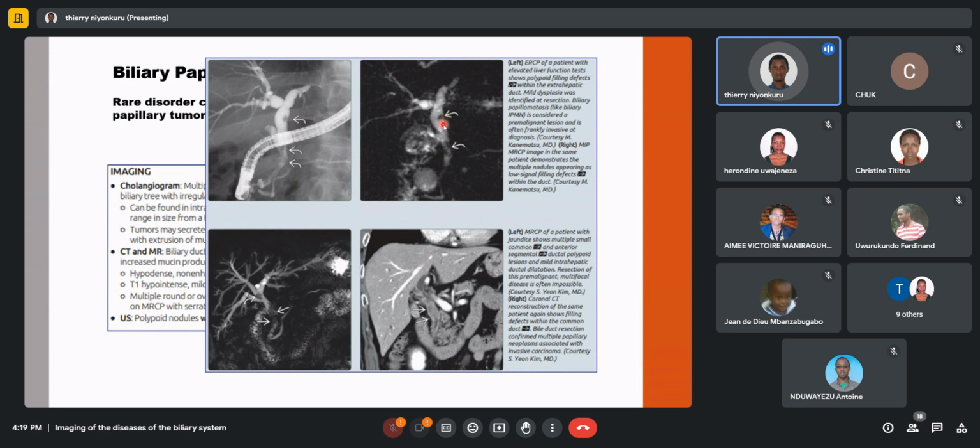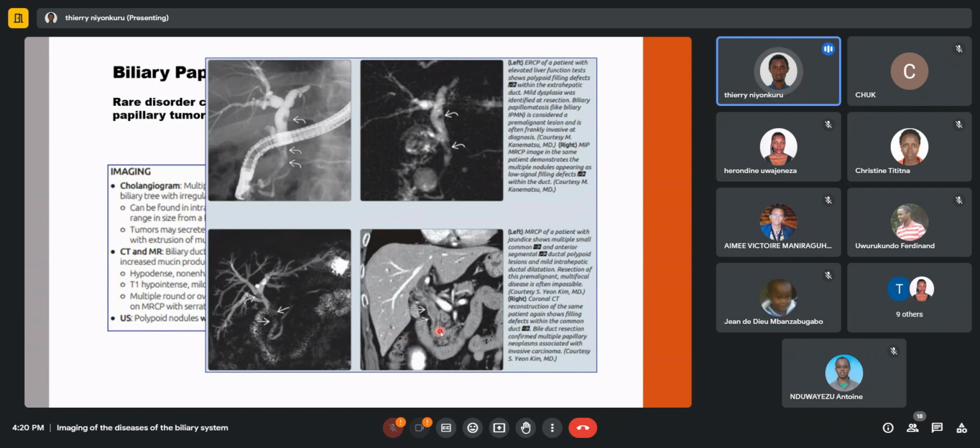Also on this MRCP, you can see hypointensity in the common hepatic and common bile duct, adherent to the wall of the biliary duct, which is suggestive of biliary papillomatosis. It appears as a small nodule, focal in the duct lumen.